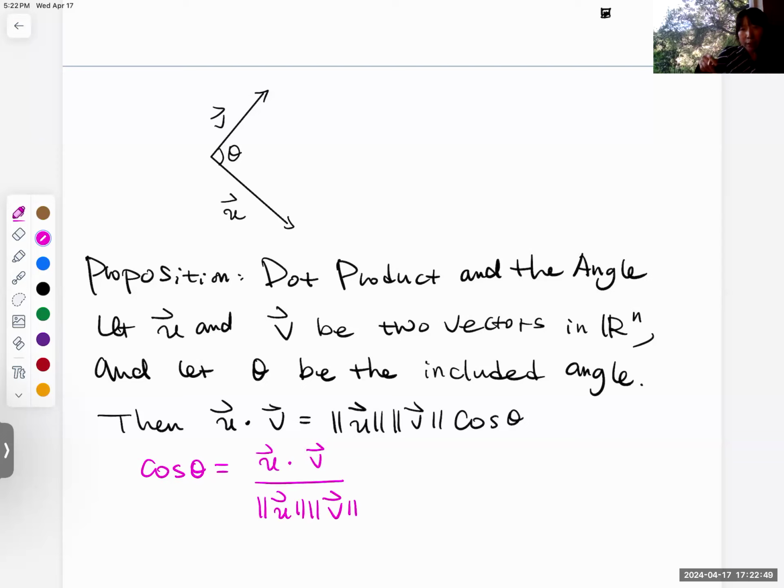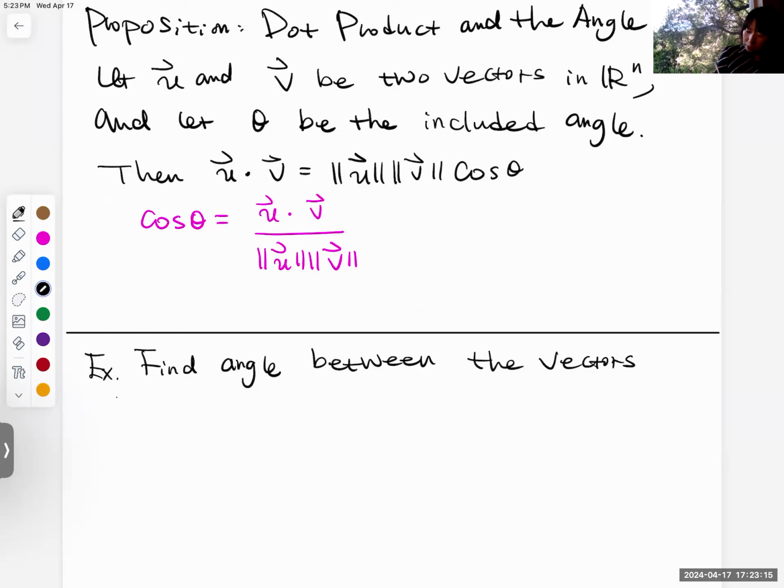Okay, now let us find the angle between vectors given by vector u equal to (2, 1, -1), vector v equal to (3, 4, 1). Okay, so we have the formula here. So let's apply this one.